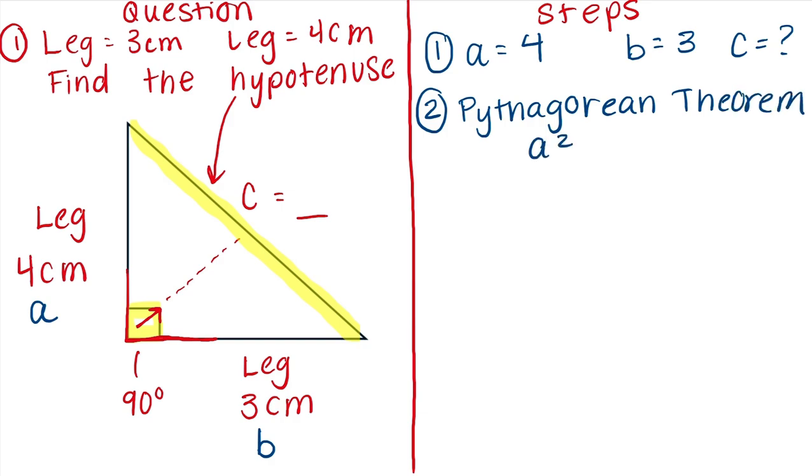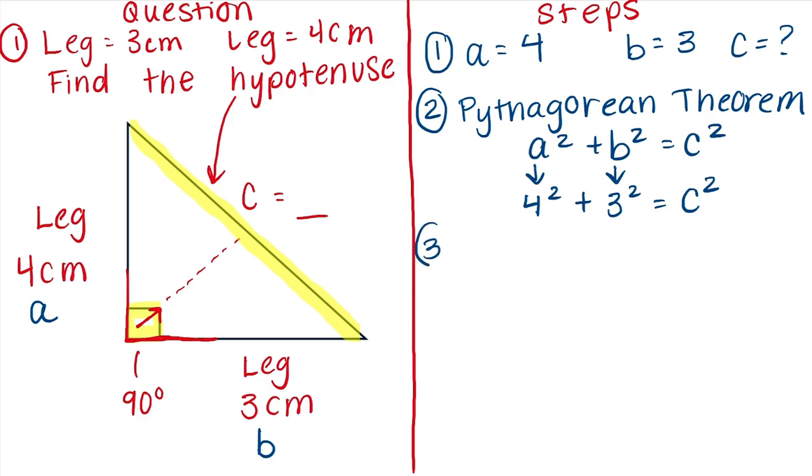So when I substitute my values for A and for B, I get 4 squared plus 3 squared equals C squared. C is still what I'm trying to find.